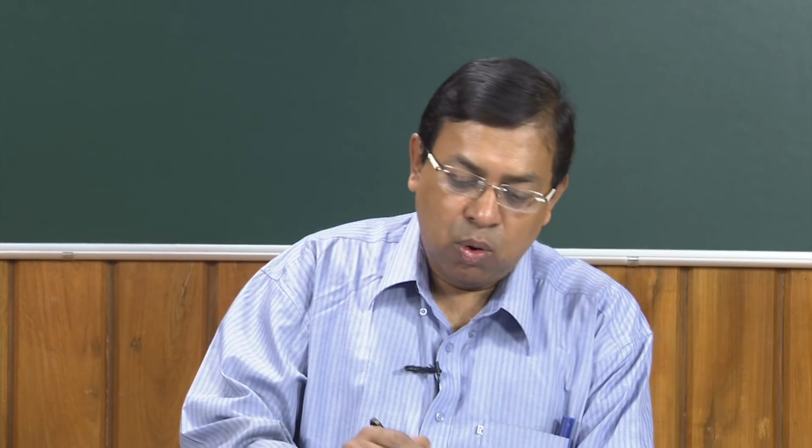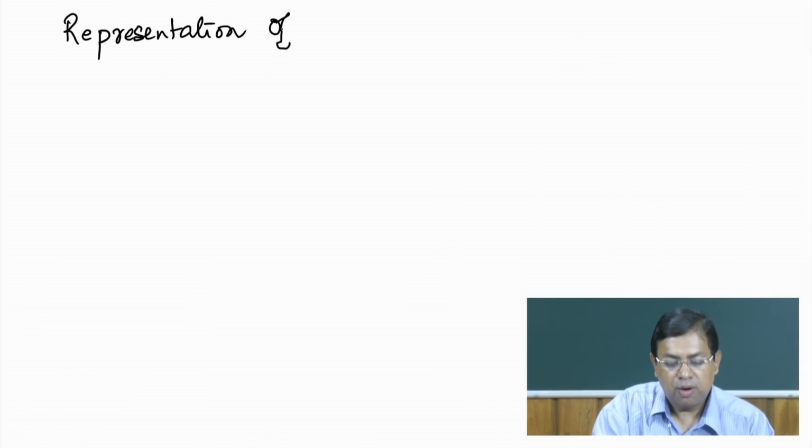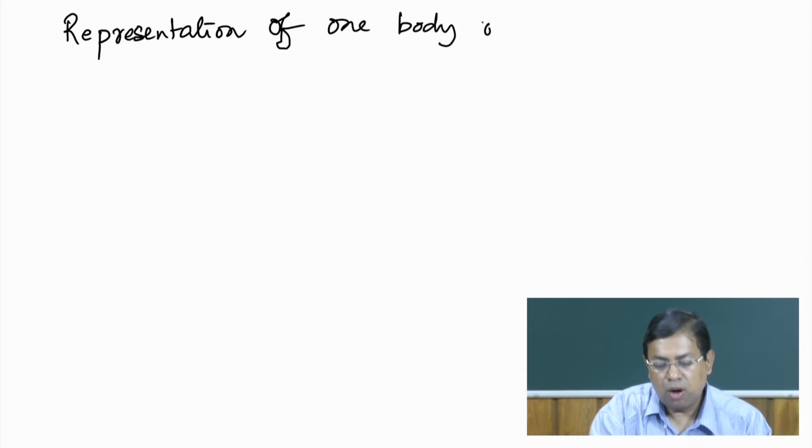So, we now know how to write down a state psi in terms of A dagger, etc. Okay. The next thing is talking about one body operators. So, this is the next thing: representation of one body operators.